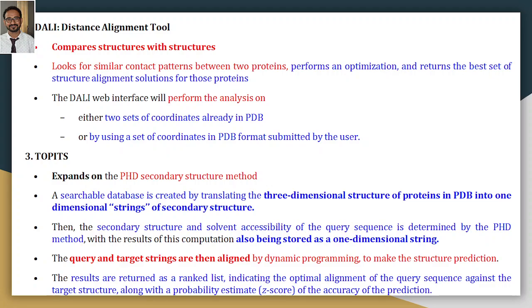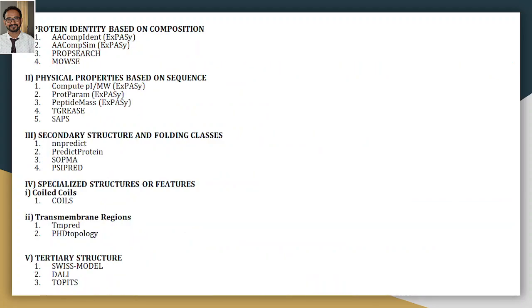Now the query and target strings are aligned. After converting into one dimension, the strings of the query and target are aligned by the dynamic programming method to make the structure prediction. Once the results are out, they are returned as a ranked list indicating the optimal elements of the query sequence against the target sequence, along with the probability estimate, that is the Z score, as we call it, of the accuracy of the prediction.